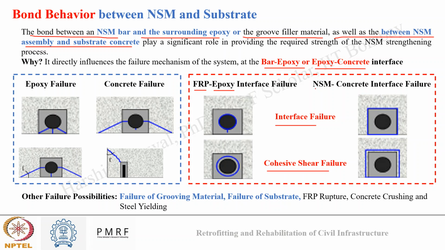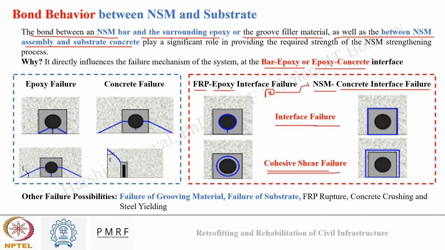The same kind of failure can occur at the NSM assembly hole, FRP plus epoxy. So this hole is the NSM assembly. At the NSM assembly and concrete interface also, there can be interface failure and cohesive shear failure. Interface failure generally occurs when the bond between the surrounding material and the substrate is not very good, and cohesive shear failure occurs when the bond is weak. When there is no bond or less strength, interface failure occurs, and when a force is acting which is shearing the bond, then cohesive shear failure can happen.